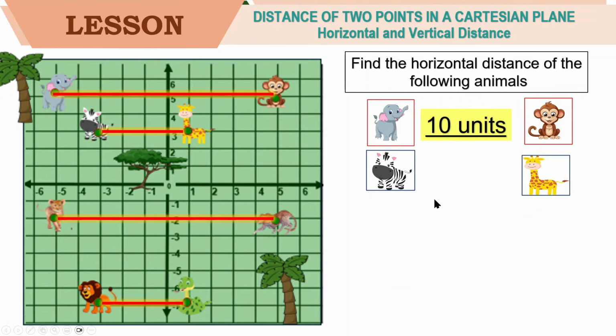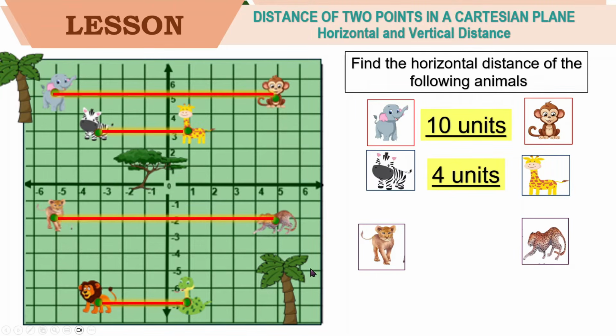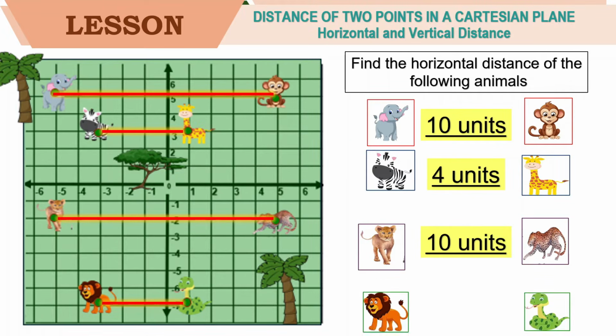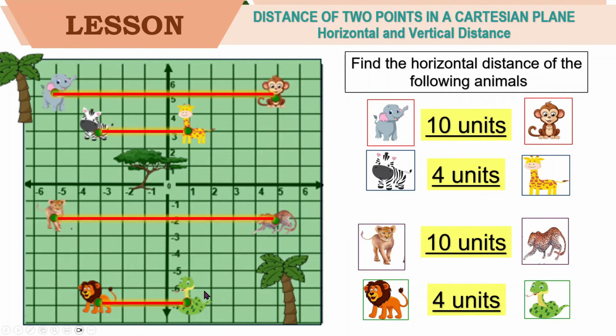Let's have the next one. Zebra to giraffe. We have 1, 2, 3, 4. 4 units. How about the female lion to the cheetah? We have 1, 2, 3, 4, 5, 6, 7, 8, 9, 10. 10 units apart. And now for the male lion to the snake, we have 1, 2, 3, 4 steps. So they are 4 units apart. Now, that's how we do it manually.